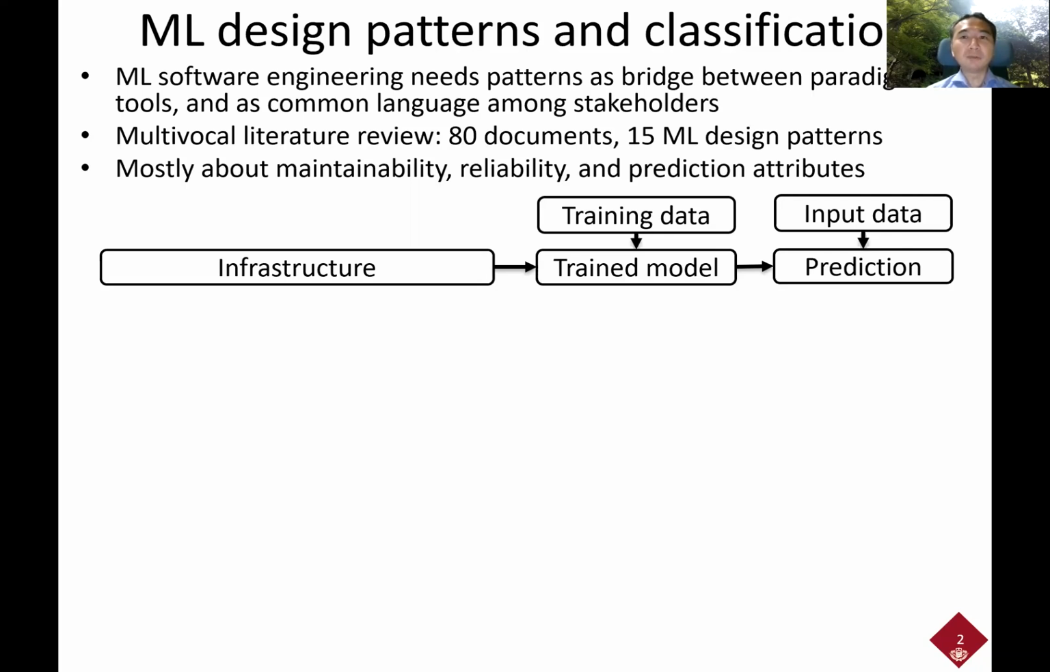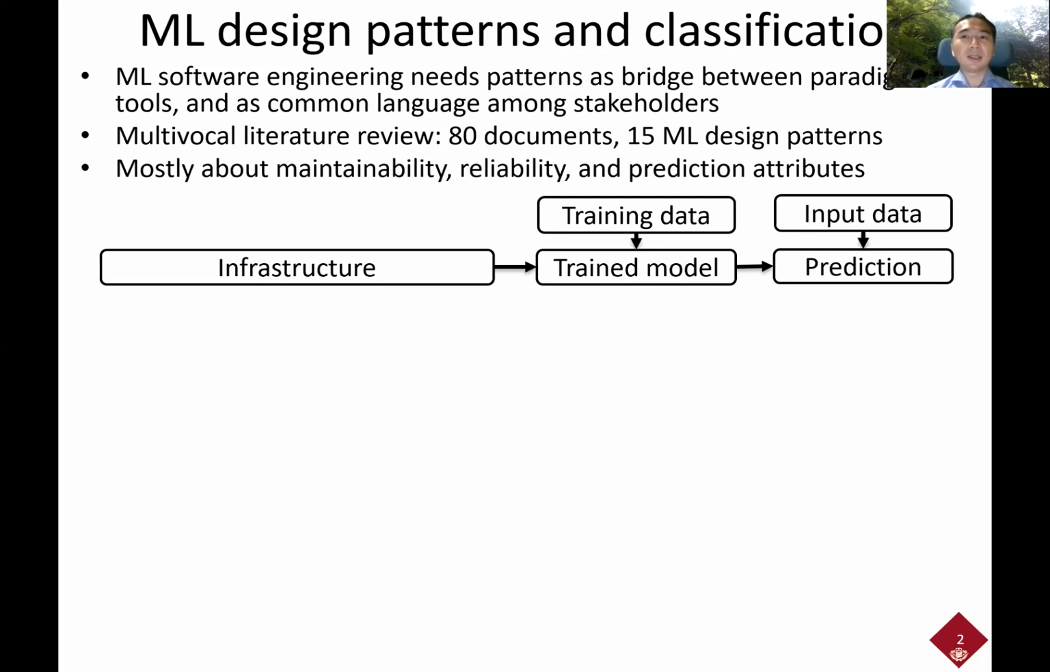So for such a new paradigm, we need to have some patterns as a kind of bridge between such a paradigm and concrete frameworks and tools. And also we need to have a common language among different stakeholders, including software engineers and also data scientists and domain experts and so on. So we believe that machine learning software engineering patterns can be a good bridge as well as a common language.